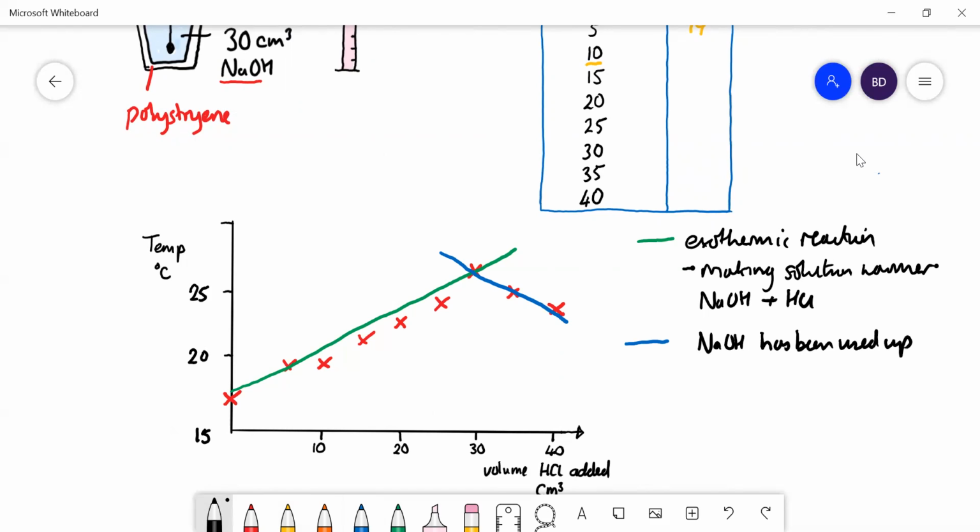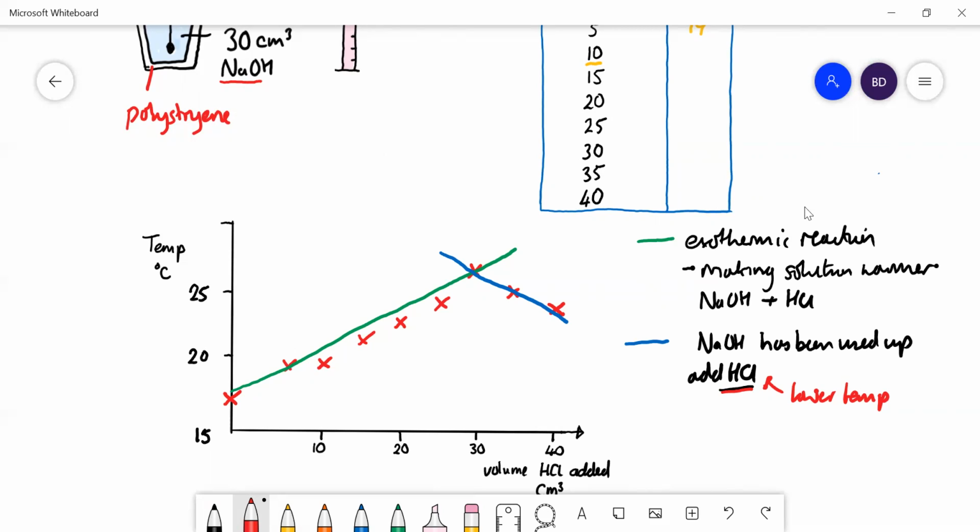So when you add extra HCl, no further reaction occurs. And of course, this HCl that you're adding is a little bit cooler. It's got a slightly lower temperature than the reaction mixture in the beaker. So when you're adding this HCl solution, you're not getting any more reactions, so you're not getting any more heat energy. And the amount of heat energy in the beaker stays the same, but it's been diluted out in a greater volume of hydrochloric acid.